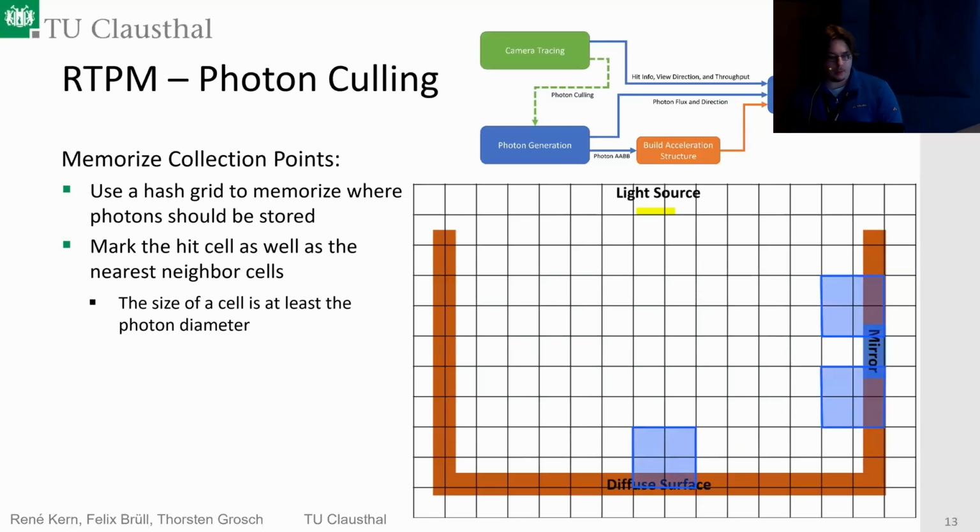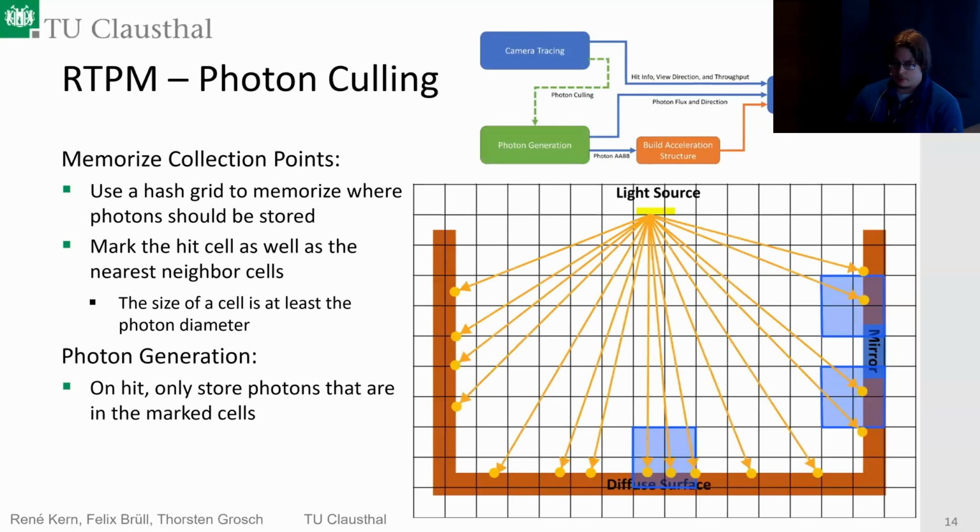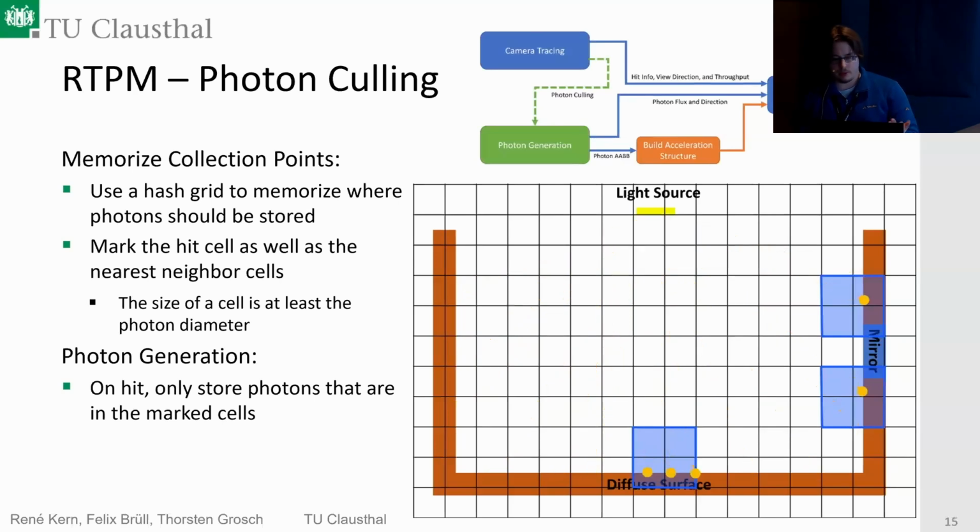So we mark these cells. Each of these cells corresponds to a hash, because we don't want to actually store a real 3D grid. It's a very simple hash map in just an R8 texture, and we store 1 if we want to store a photon at this point. Then in the photon generation pass, each time we trace a photon and want to store it, we just look the cell up in our hash map. And if the bit is set, the photon is stored.